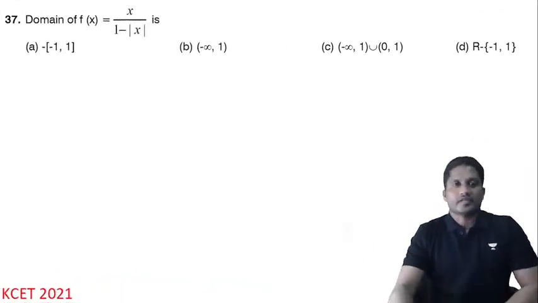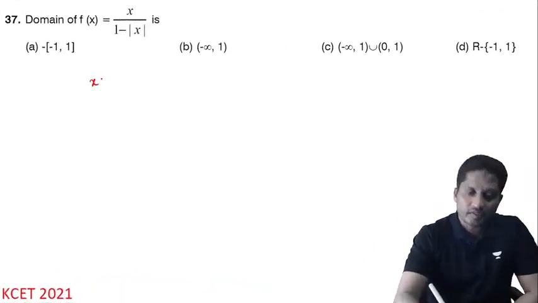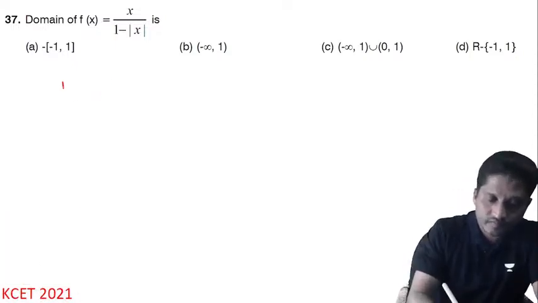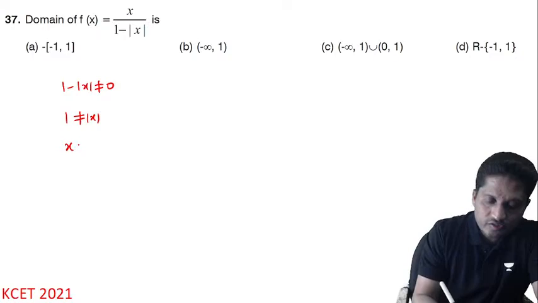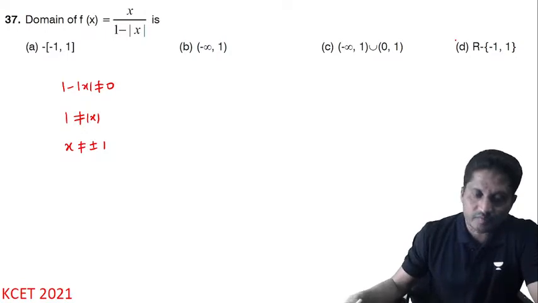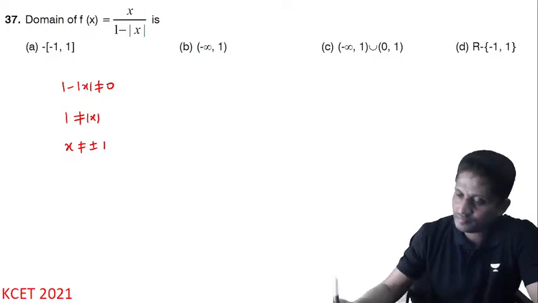Domain of f(x). x should not be equal to plus minus 1, right? Actually 1 minus x shouldn't be 0. 1 minus x should not be 0, so 1 should not be equal to mod x. Therefore x should not be equal to plus minus 1. That is any real number except minus 1 and plus 1. 37 is D.